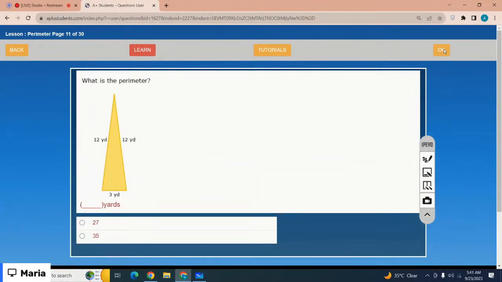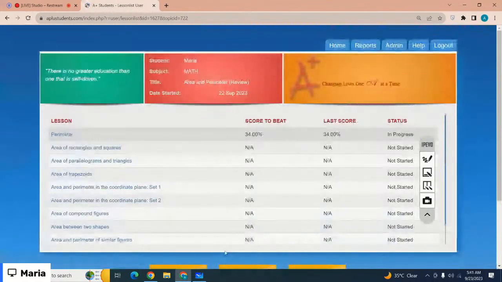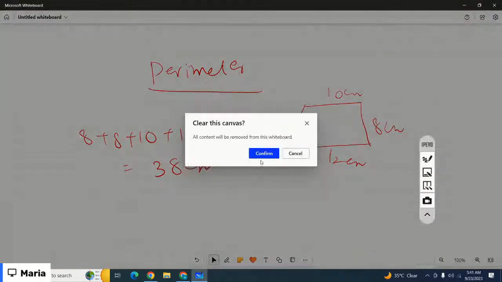Okay, you can complete the lesson by yourself later today. The next one is area of rectangles and squares, right? Let's do a quick review on the area of squares and rectangles. Let me write down the lesson name.